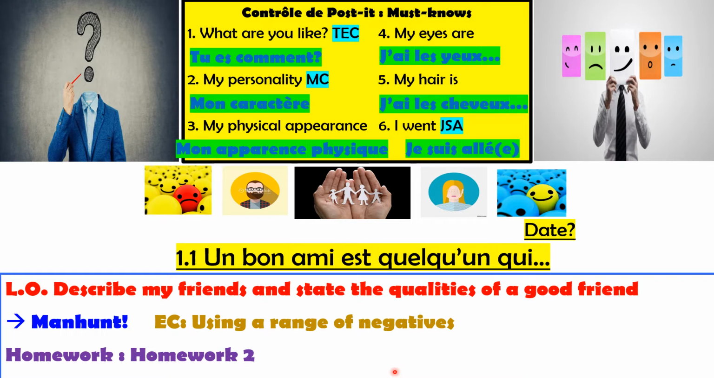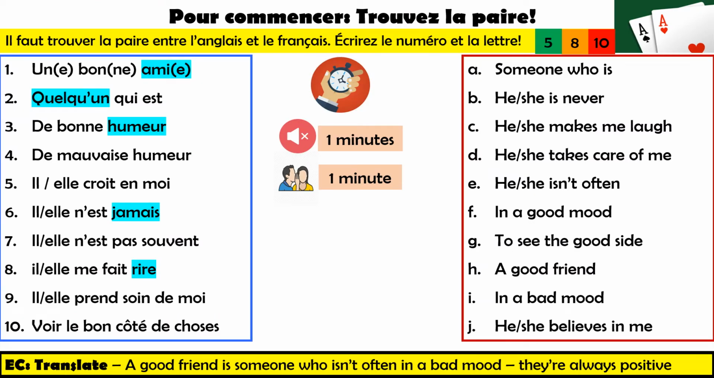The other thing today and our main extra challenge is this, using a range of negatives. So don't just tell me about a good friend. Don't just say the positive aspects. You can say they are never this. They are hardly ever this. That will make your answers even better. Right, we've got a lot to do today. Let's get started. Alors, right guys, so a lot tougher today, this match-up.